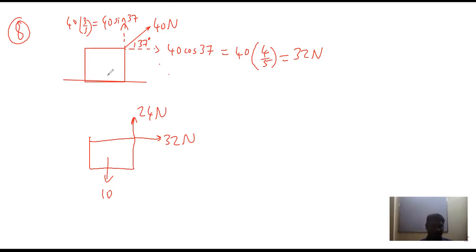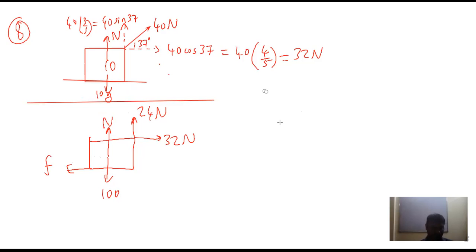For the 10 kg block, 10g will act in the downward direction, which is 100, and the normal reaction N in the upward direction. So these are the forces. Now let us think about the friction. If at all, it will be in the backward direction. So this is the free body diagram.